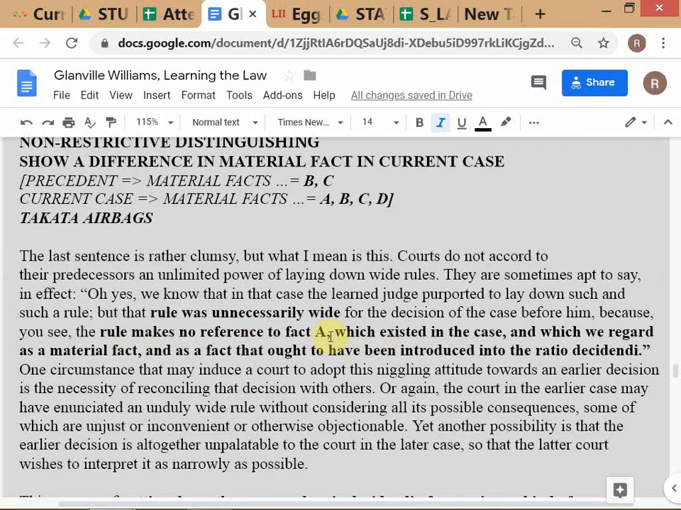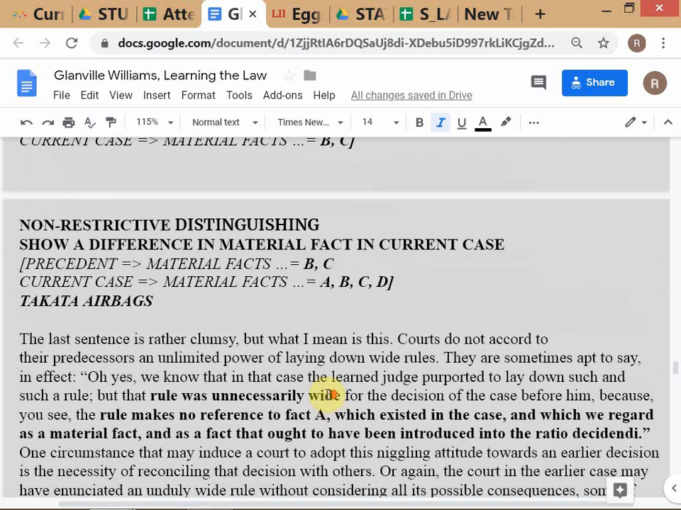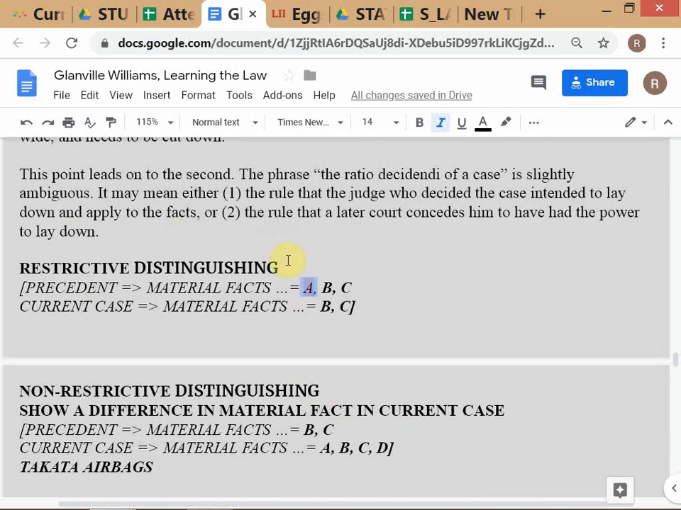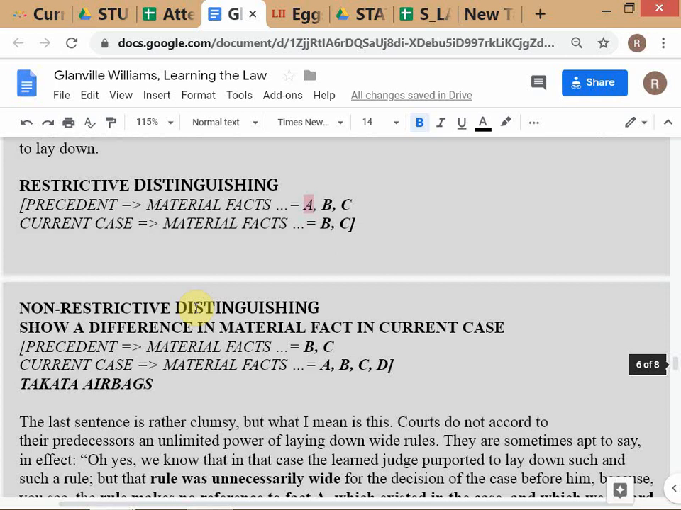The rule makes no reference to fact A, that is the gender of the offenders and the fact that only boys smoke hookahs, which existed in the case and which we regard as a material fact that ought to have been introduced in the ratio decidendi of the previous case, which was not done. That's why the ambit of the ratio is too wide and we are restricting the ambit of the ratio, and that's how we are distinguishing this case. This is called restrictive distinguishing. This is much less common, much rarer, but you should understand this point.